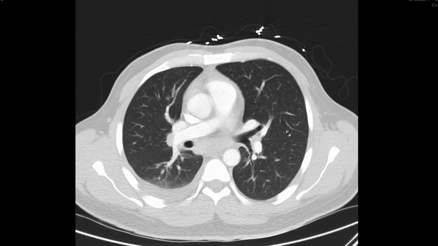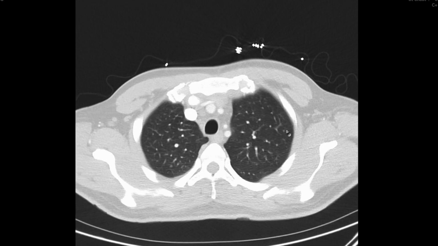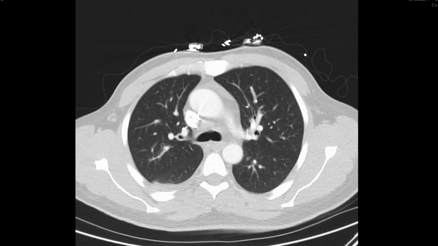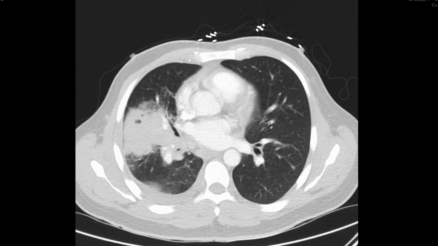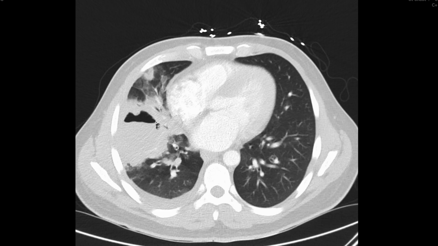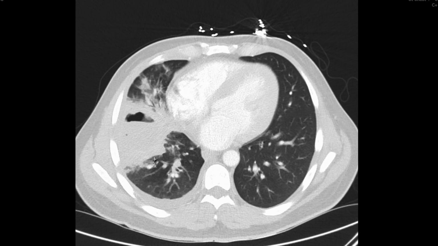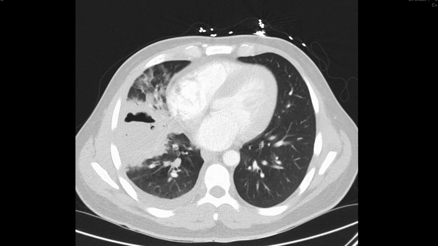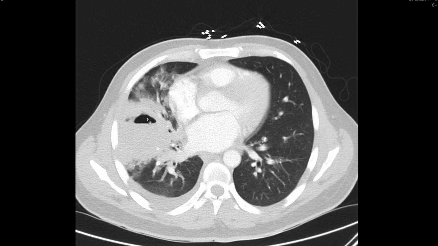This is a post-contrast CT scan in the same patient. Starting at the top, we make our way down. This confirms the presence of a large mass in the right lower zone, namely the right middle lobe. It has a thick wall with central cavitation and an air fluid level.